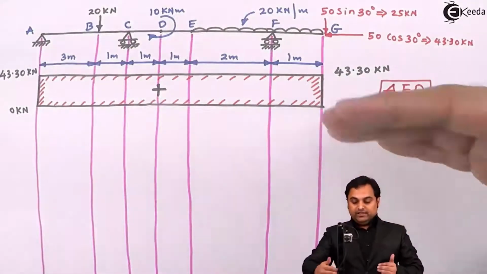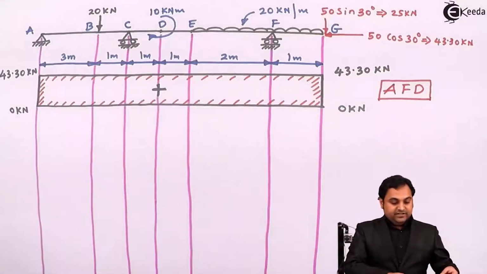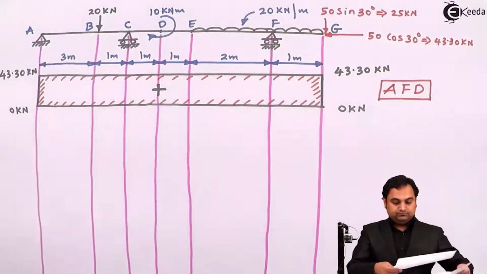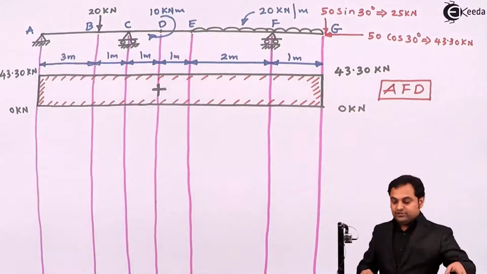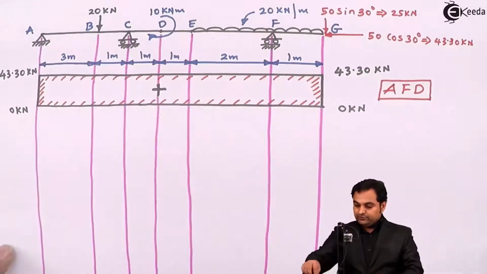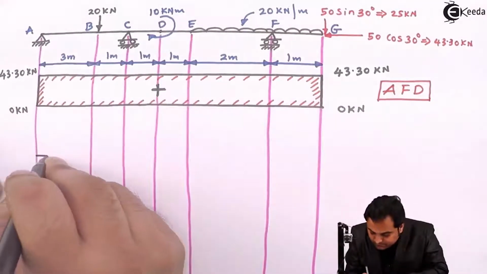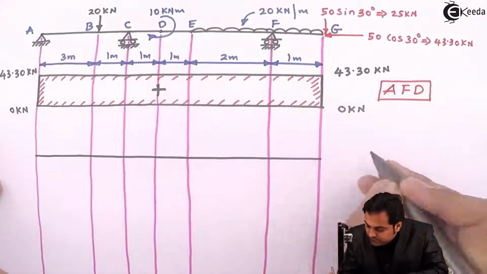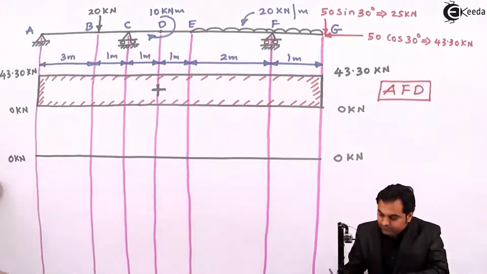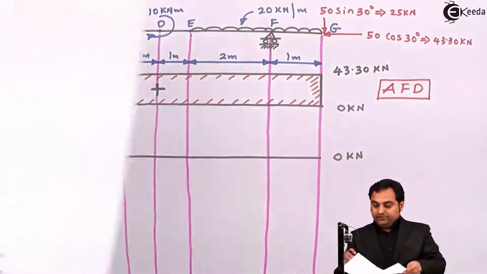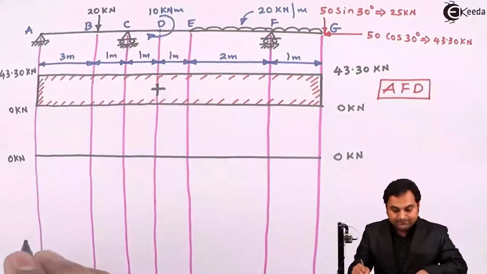Now, below the axial force diagram, we need to draw the shear force diagram, that is SFD. And for that shear force diagram, we require the shear force values. Again, this is zero line, 0 kilonewton force. Now I'll plot the shear force values. At point A, the value of shear force is plus 1.25 kilonewton, so above the line.